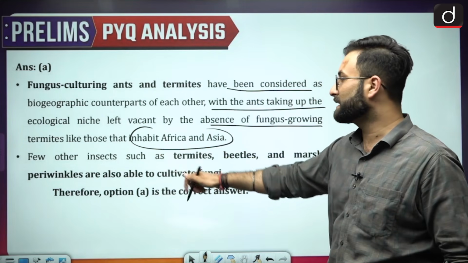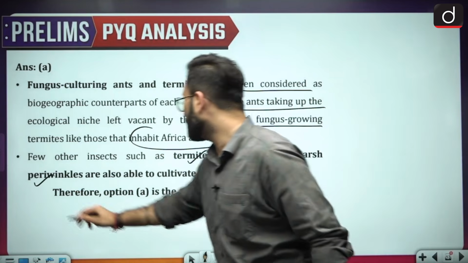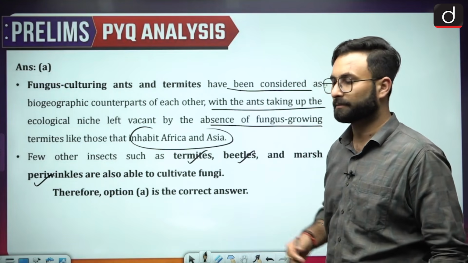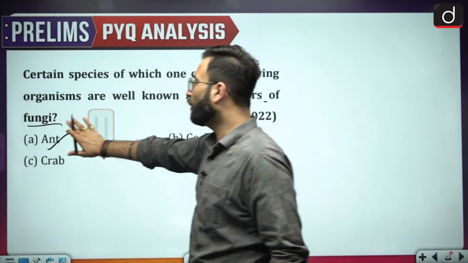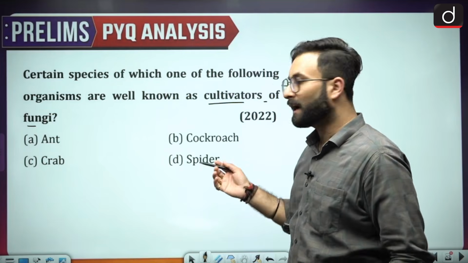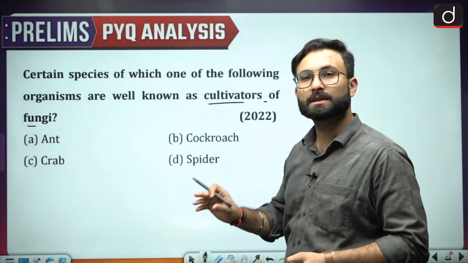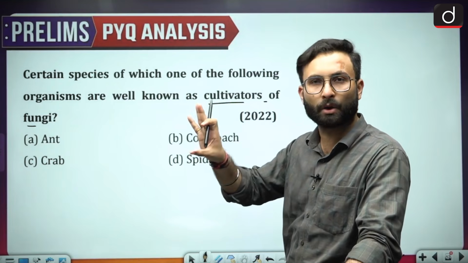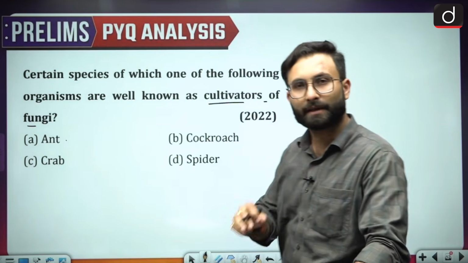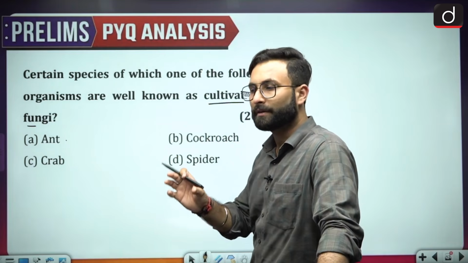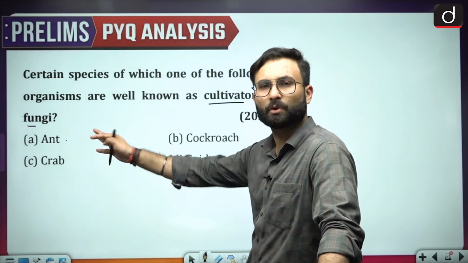Other than that, a few other insects such as termites, beetles, and marsh periwinkles, etc., are also able to cultivate fungi. Also here you have to find the odd one out. See, cockroaches have a size where you can watch them and see them, there is no association with fungi. Spider, you will be seeing that it is living alone. Crab also, they do not have any kind of association. Here ant is something which lives in a group, and when we talk about their habitat, etc., that is different from these kinds of species, so that is also there.